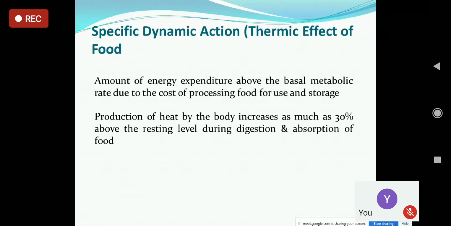Your body does not just burn calories during exercise. It also requires calories during digestion. So the thermic effect of food is the caloric cost of digesting and processing different macronutrients in the diet. Production of heat by the body increases as much as 30% above the resting level during digestion and absorption of the food due to the thermic effect of the food.